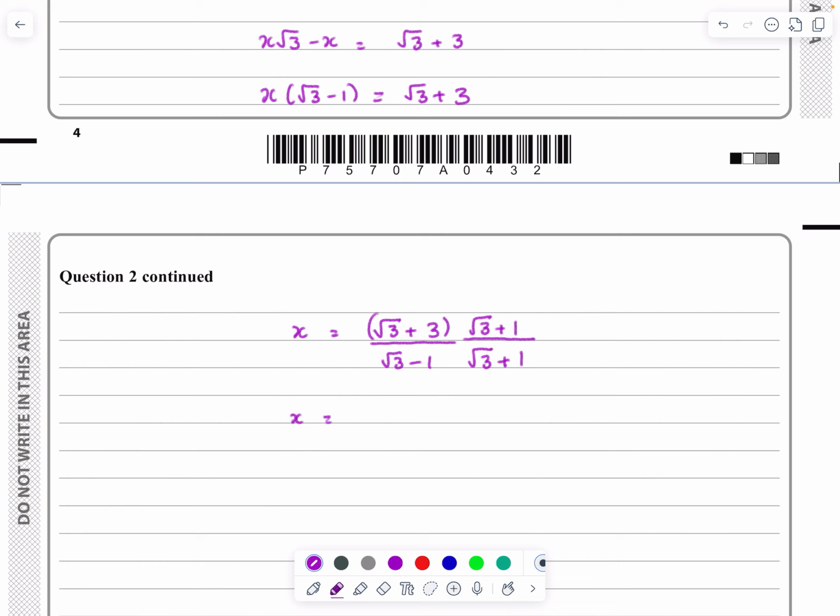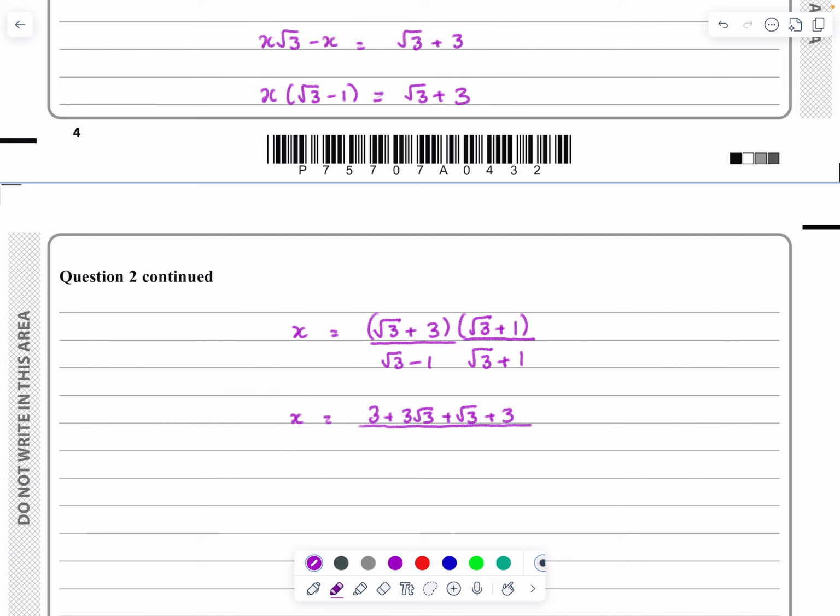Why would I do that then? Because on the top now, I've got this times this, this times this, this times this, this times this. Whichever way round you do those, I'm not going to spend any time multiplying out two brackets. If I do it, I get 3 plus 3 root 3 plus root 3 plus 3 all over.